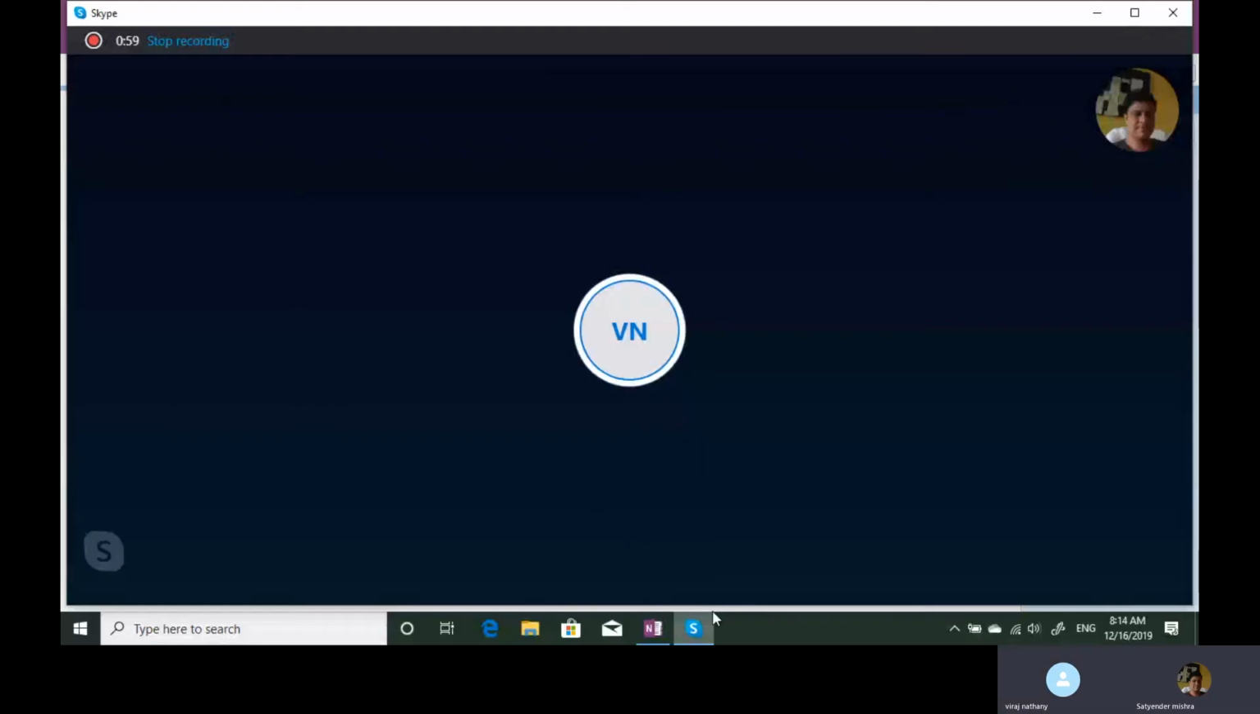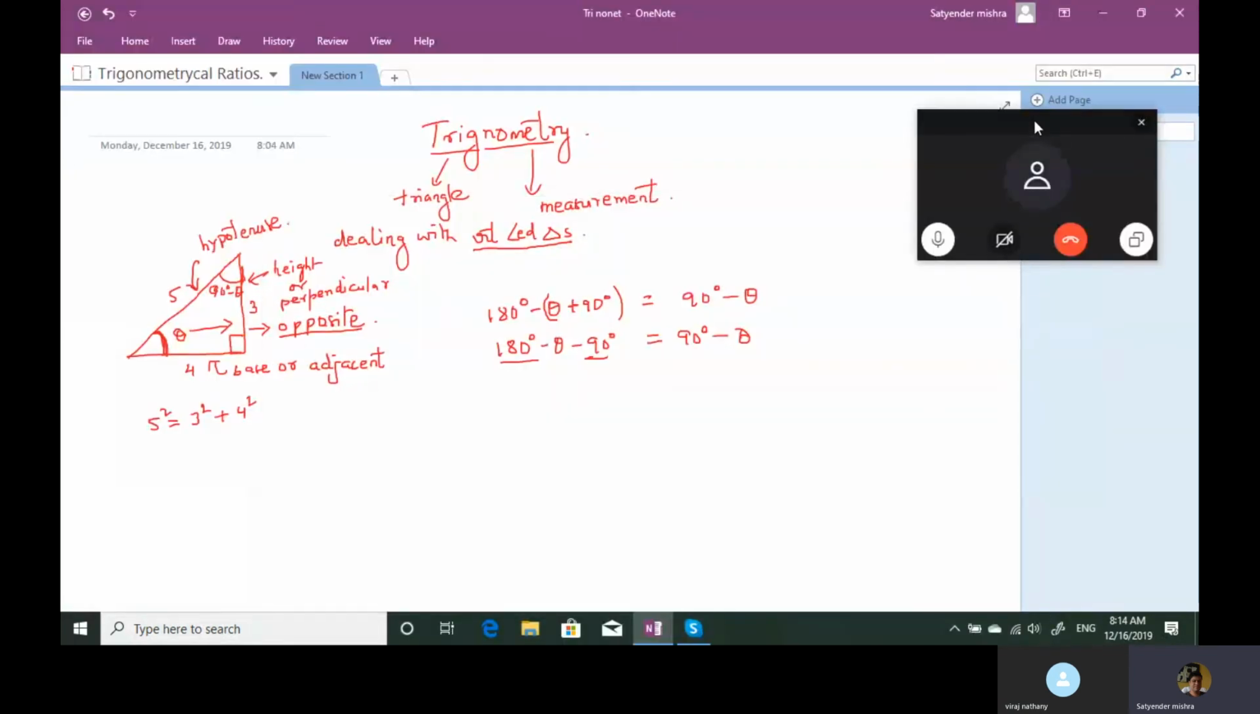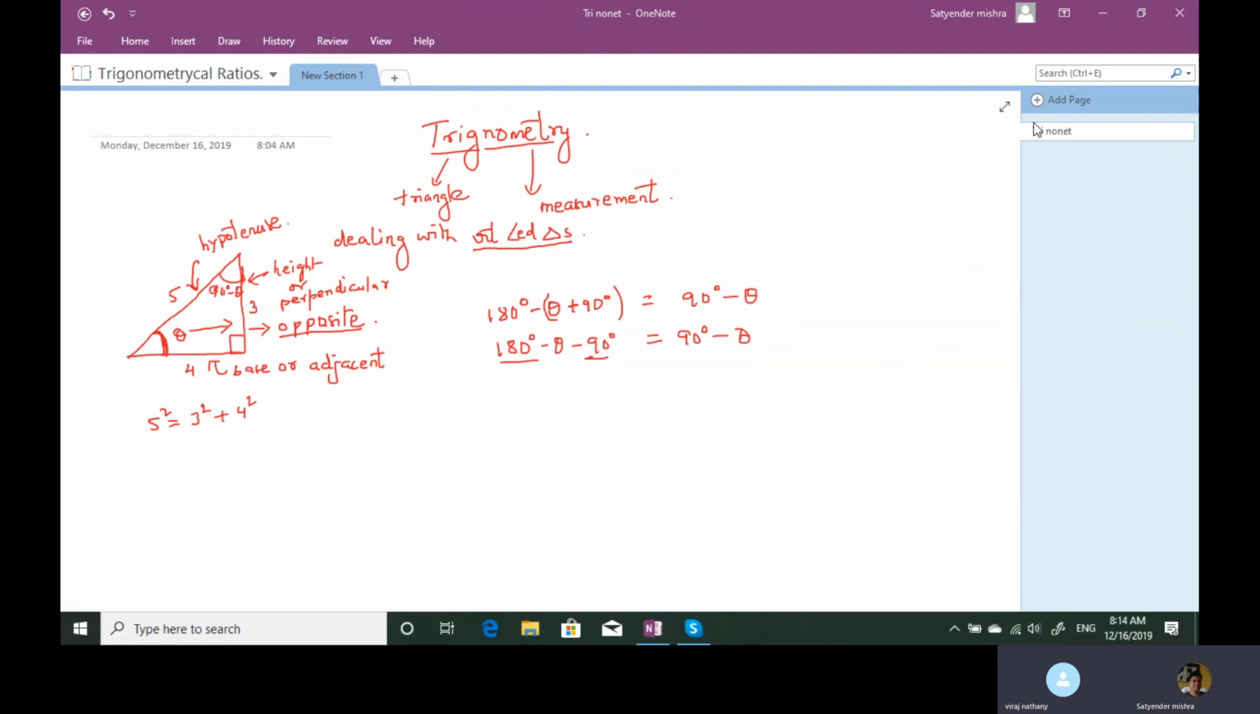So I cannot see your screen. Okay, you cannot see my screen. Just a moment. Now where it is visible. Now it is visible, right? Yes. Okay, Viraz, let me start it again.